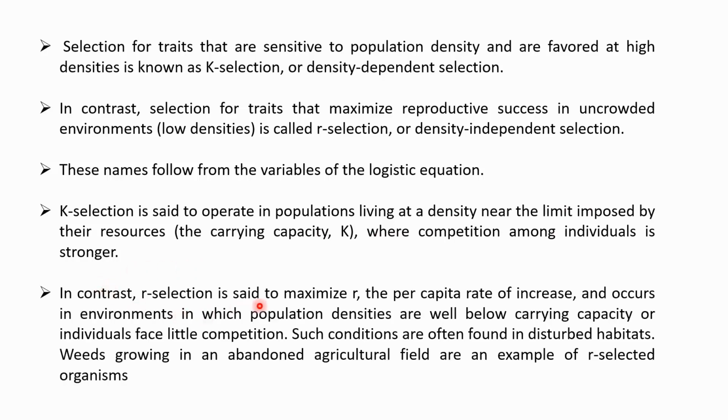In contrast, if I talk about the R selection, R selection is said to maximize r, that is the per capita rate of increase, since r represents the rate of increase, that is b minus d. It occurs in environments in which the population densities are well below their carrying capacity, or where individuals face little competition. So R selection works when the population has not reached and is well below its carrying capacity, or there is very little competition between the individuals of the species. Such conditions are often found in disturbed habitats, and weeds growing in an abundant agriculture field are an example of R selected organisms.